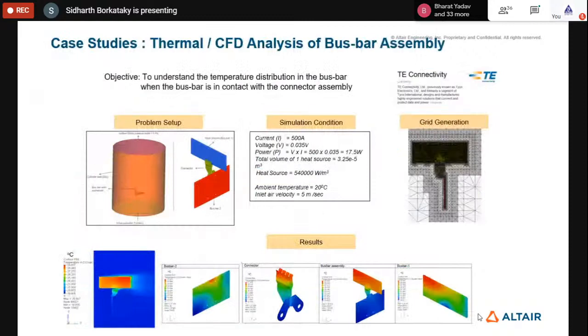In detail, the work I was talking about, the push bar, is connected to the connector assembly. There is current and voltage being supplied, so we get the power out of it, and as a result the heat being generated, in terms of a heat source. These are calculations that we do. What available data we have is the air temperature and the air velocity. Using that, we do our first simulation and see the areas of concern, and based on that we go for improvements. So this is being done here.